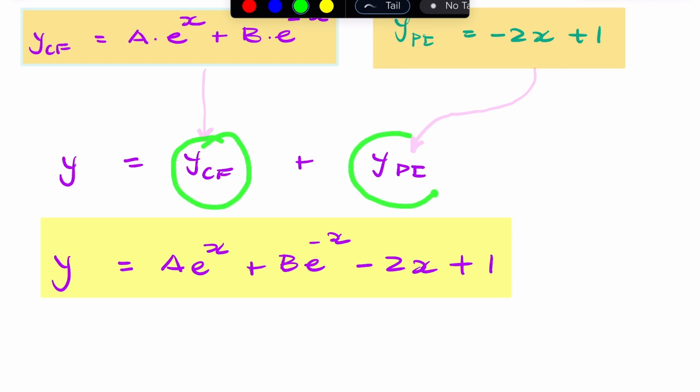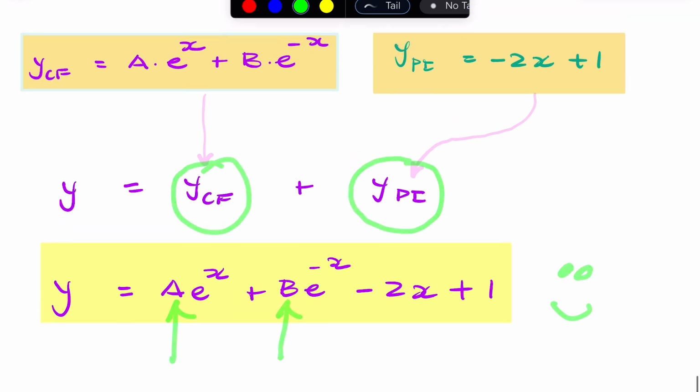So I found both solutions and I've added them together. I still have these unknown constants, but that's fine.